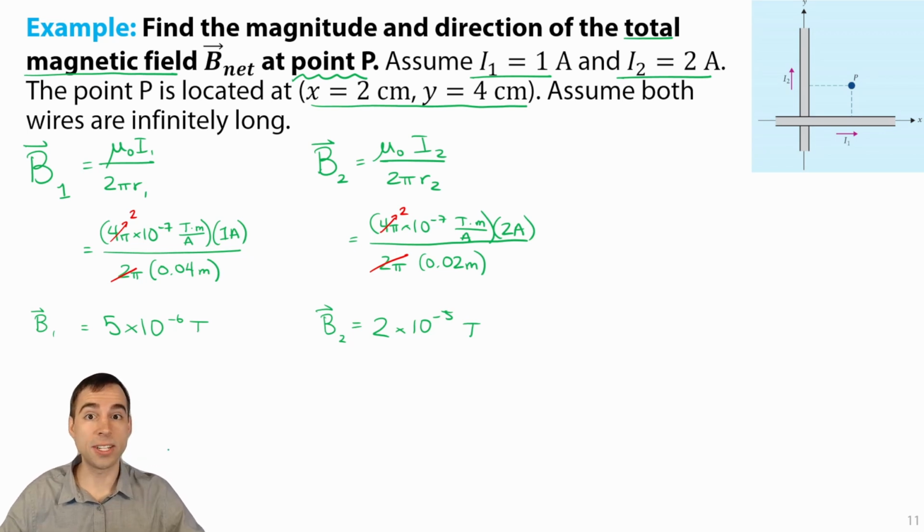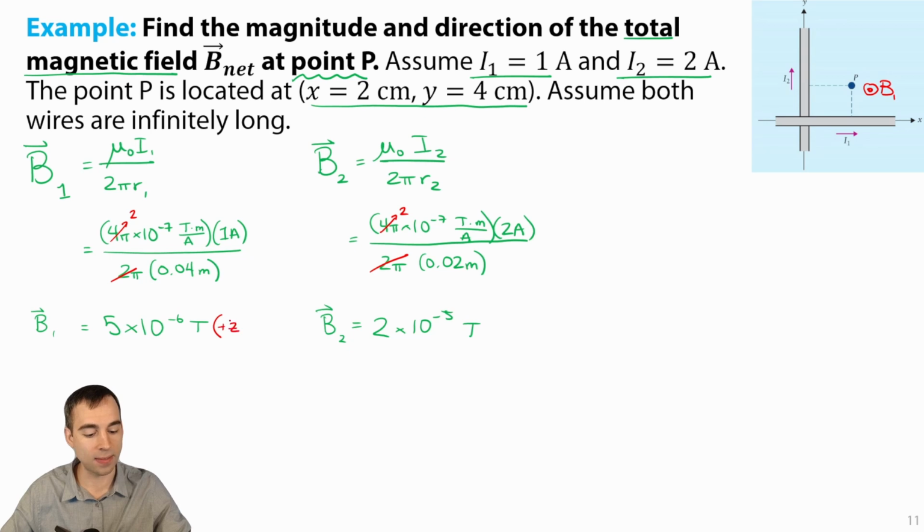And now that I have the magnitude of these two magnetic fields, let's think about what direction they would actually point in. Current 1, if we use the right hand rule, will have a magnetic field that points out of the page above the wire at this location of interest. So we would say that B1 points in the positive Z hat direction. On the other hand, current 2, if we use the right hand rule, would be pointing into the page at that location of interest in the negative Z hat direction. And so these two are in opposite directions.